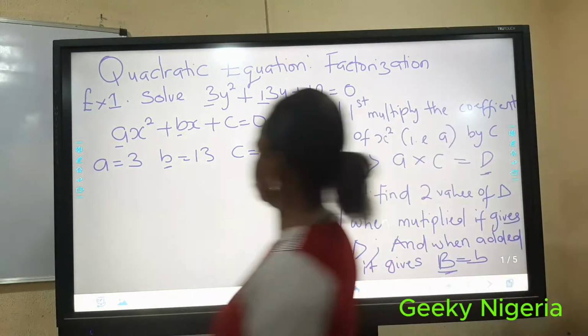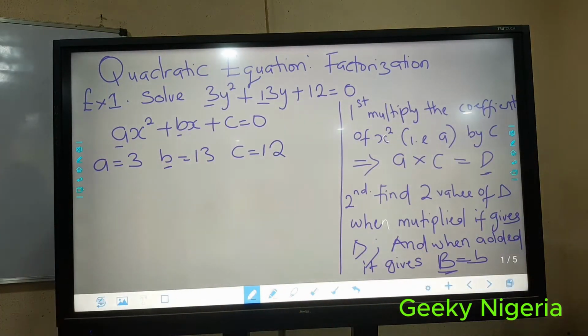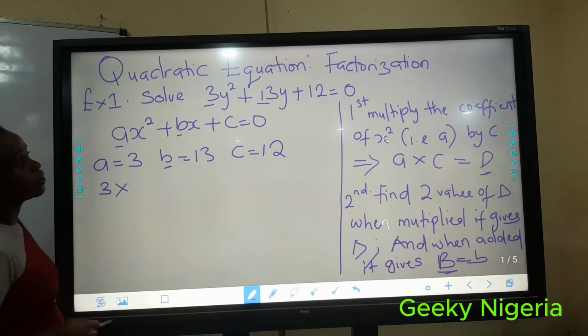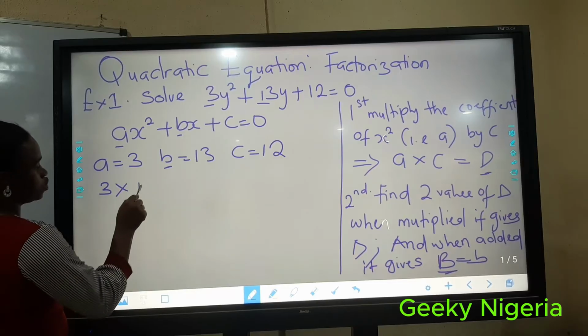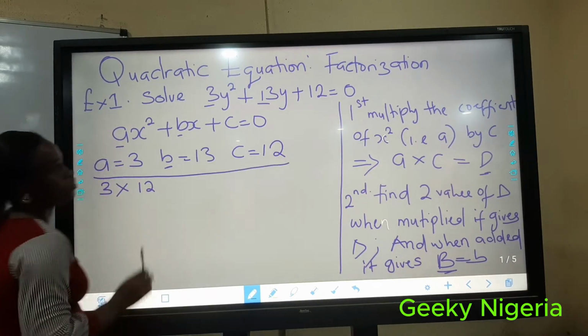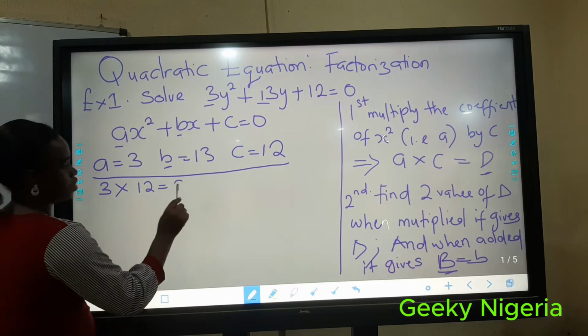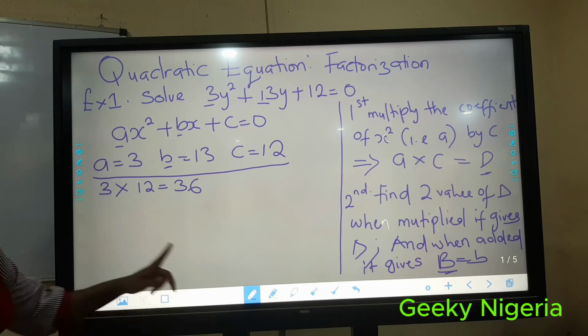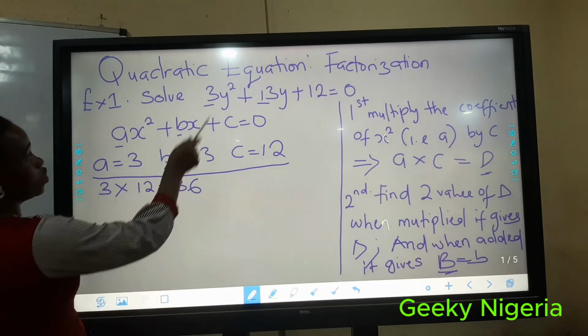So now let's try and follow the rules. The first step is to multiply a by c, the coefficient of x squared. A is 3, and c is 12, which gives us 36. The next step says you should find two values such that when you multiply them, they give you 36, and when you add them, they give you b. It means when you add them, they give you what?